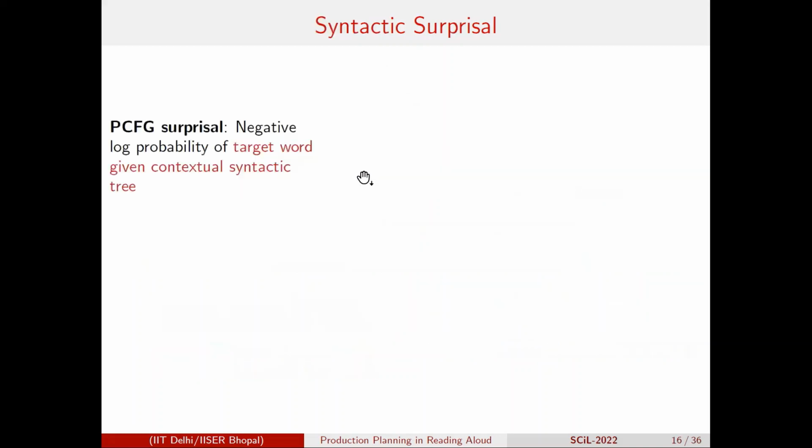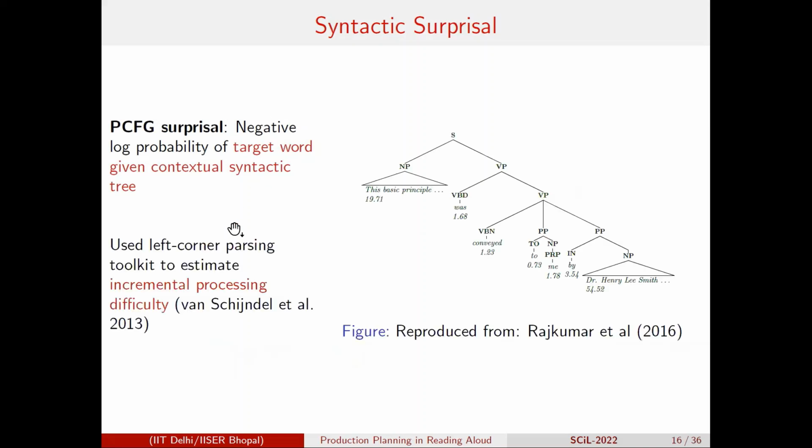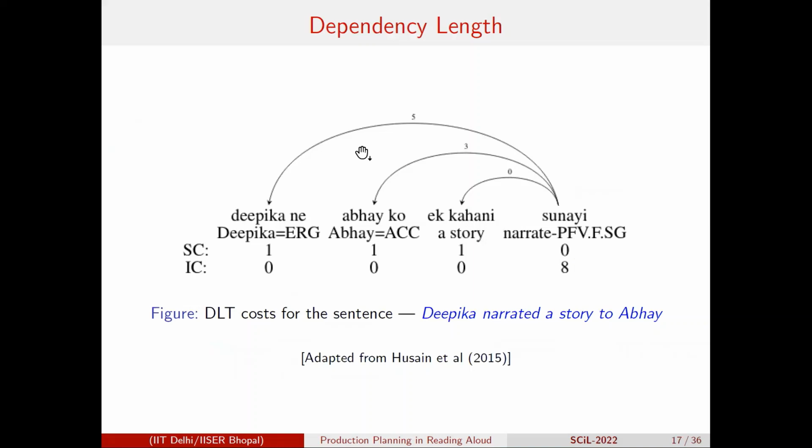We also estimate the syntactic surprisal using a PCFG based language model, where we bring in context as a syntactic tree. And then we also estimate dependency length, where we operationalize dependency length in terms of storage cost and the integration cost. Storage cost is more like the number of incomplete syntactic dependencies at the word, and integration cost is the number of intervening words between the head and the dependent, which is reflected on the integration side.